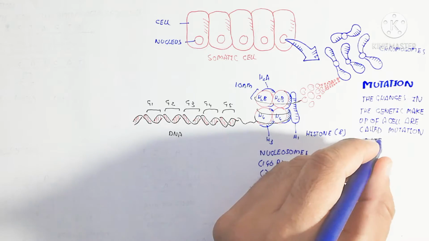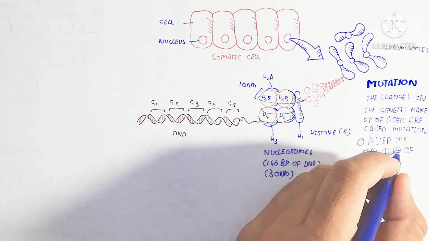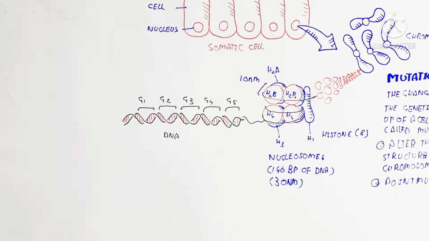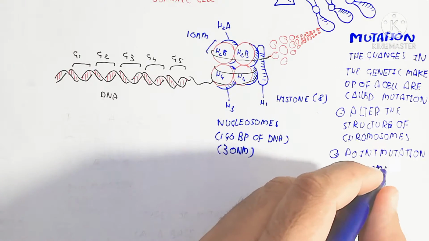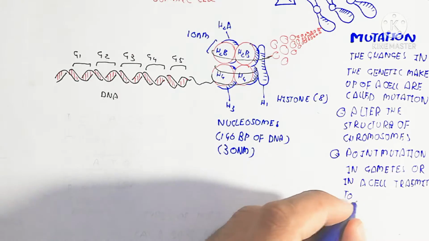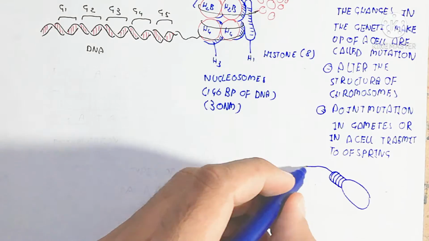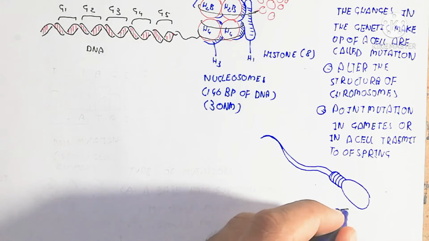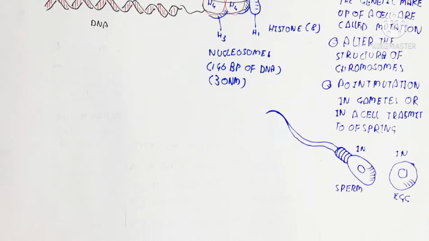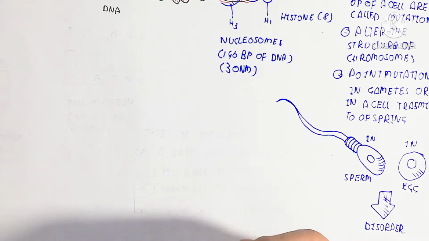Anyhow, here we will discuss mutation. What is mutation? A change in the genetic makeup of a cell is called mutation. Mutation can be harmful or helpful, for example in plants it can be helpful. It alters the structure of the chromosome, and a point mutation in gametes or in a cell is transmitted to offspring. If the sperm and egg contain a mutation, it is transferred to the offspring, which results in genetic differentiation.